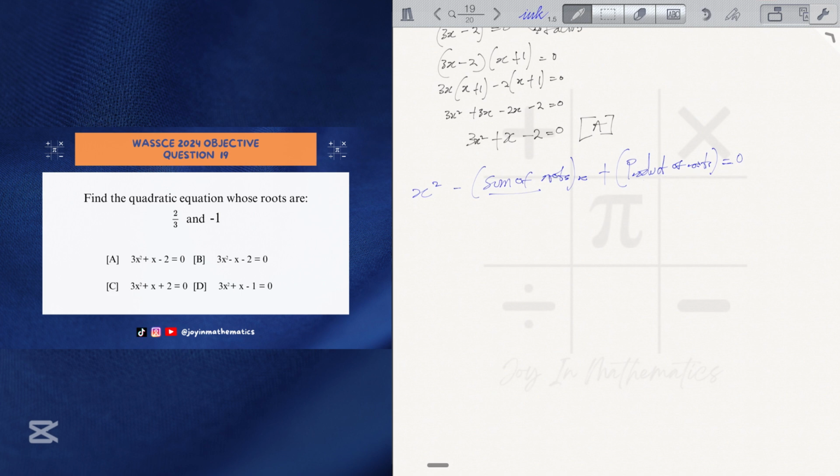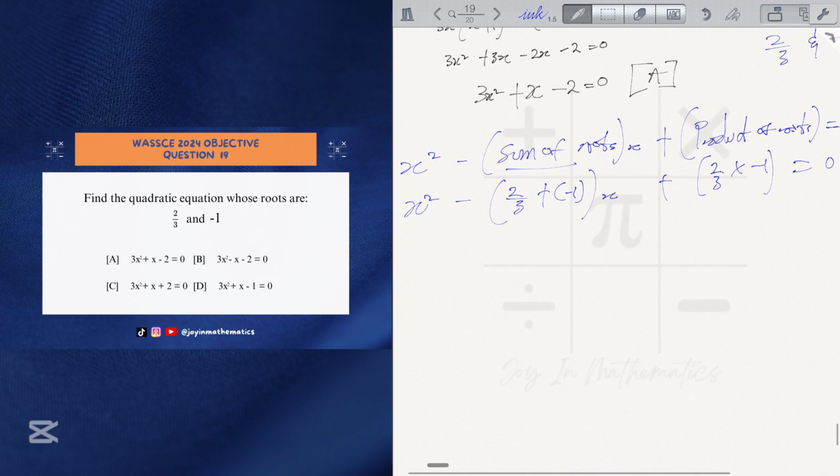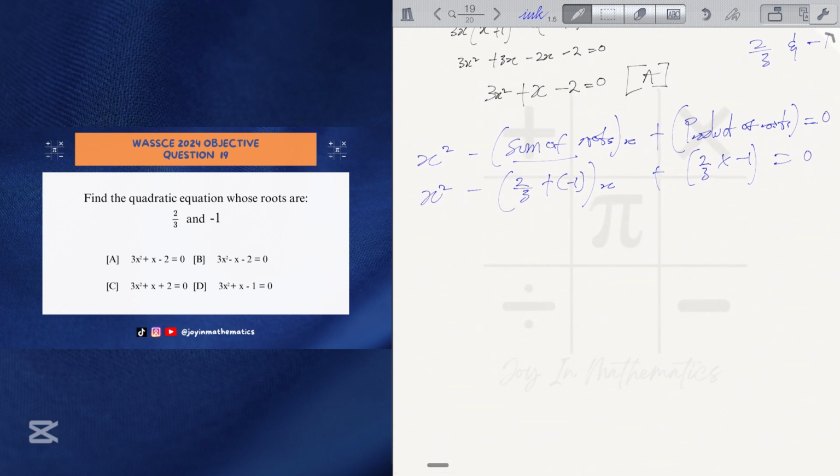So with this we can now simplify further. We have the two roots to be 2 over 3 and minus 1. So let's add the two roots together. So we have x squared, the sum of roots will be 2 over 3 plus minus 1, into x, and the product of roots will be 2 over 3 multiplied by minus 1 equals 0. So what we just have to do now is simplify this expression further. So simplifying the expression further, we have x squared minus 2 over 3 minus 1 x, and this will result into minus 2 over 3.